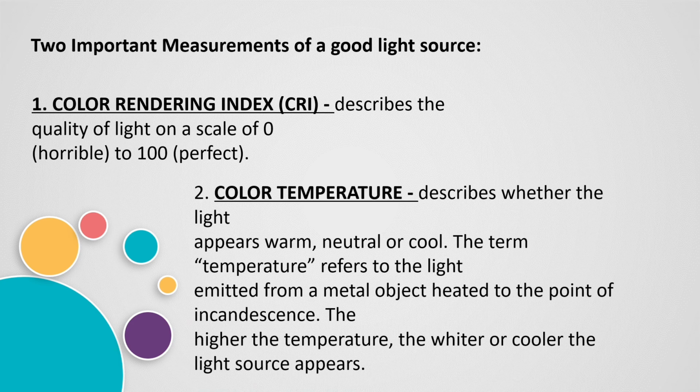Second, color temperature describes whether the light appears warm, neutral, or cool. The term temperature refers to the light emitted from a metal object heated to the point of incandescence. The higher the temperature, the whiter or cooler the light source appears. So it is a way to describe the color appearance of light, especially how warm or cool it looks. Color temperature comes from the way a metal object glows as it heats up.